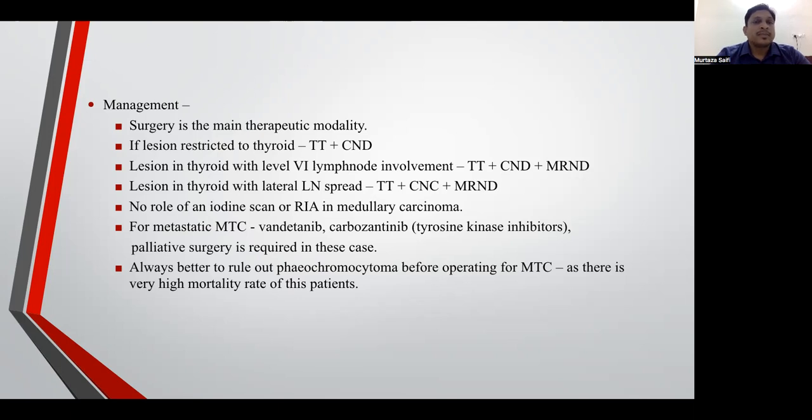For metastatic medullary thyroid carcinoma, there are drugs like vandetanib, cabozantinib, and tyrosine kinase inhibitors. These are the tyrosine kinase inhibitors. Then palliative surgery is required in these cases. Then it is always better to rule out pheochromocytoma before operating for medullary thyroid carcinoma, as there is a very high rate of mortality in this patient. So it is better to rule out the pheochromocytoma.